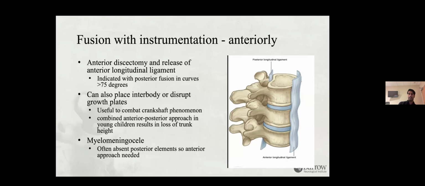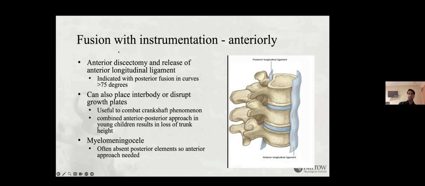There's multiple approaches. You can go posteriorly or anteriorly. The anterior is more rare. Most fusion is going to be done posteriorly, but anteriorly, sometimes for a really large curve, we have to get into and release the anterior longitudinal ligament seen here. And this can also be used to purposely disrupt the growth plate.